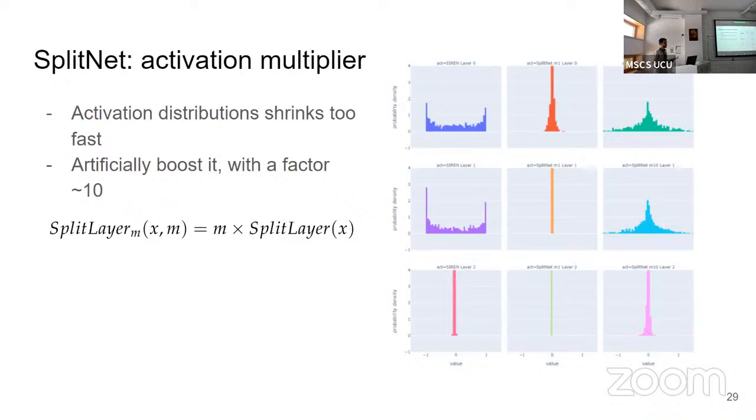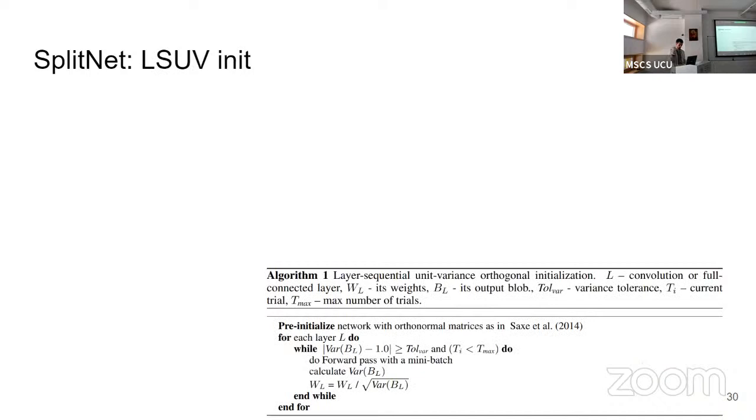And the simple solution that worked in practice was to artificially boost these activations with a constant multiplier that is not trained, that is, no gradient propagates to it. It was seen in the last column that this really widened the distributions and practical results were better. I will show this in the next slide.